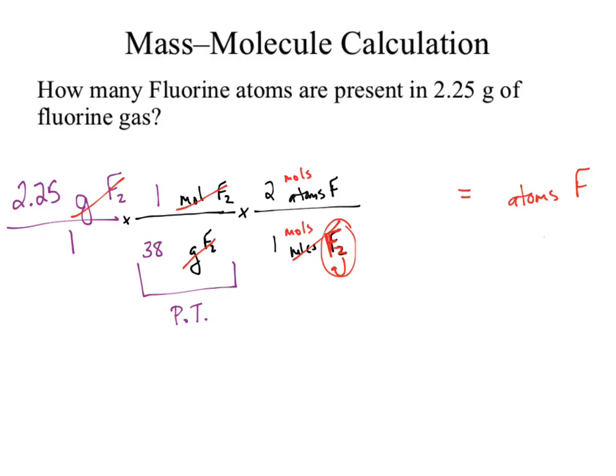What do I need to do? I need moles of atoms of F to become atoms of F. Where's that conversion factor found? Okay, sorry, let's backtrack. That is found in your memory, tied to whose name?